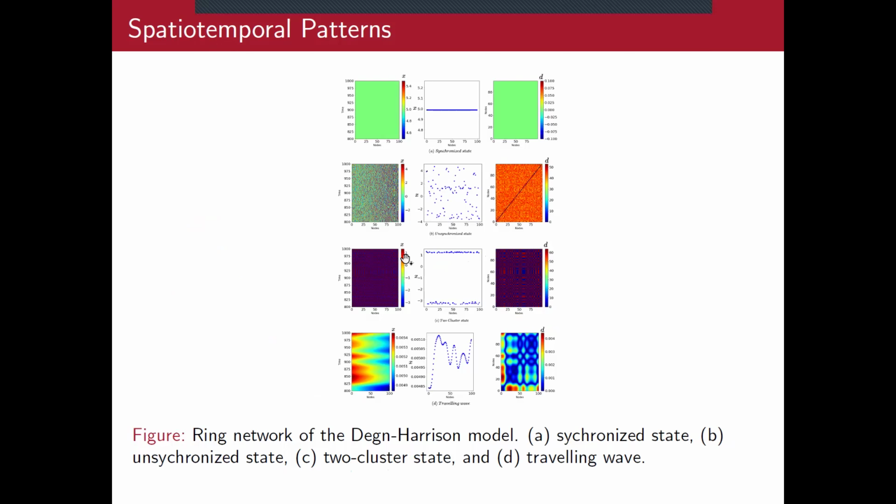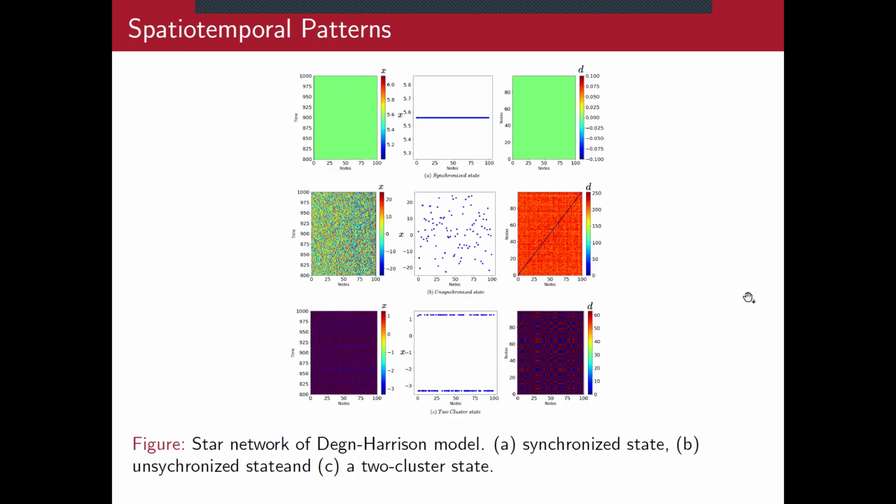These are the heat maps obtained for the ring network. Here is the synchronized state, B unsynchronized. This is a two cluster state, and this one, D, is the traveling wave. These are the heat maps for the star network, where A is the synchronized state, B unsynchronized, and C is the two cluster state.